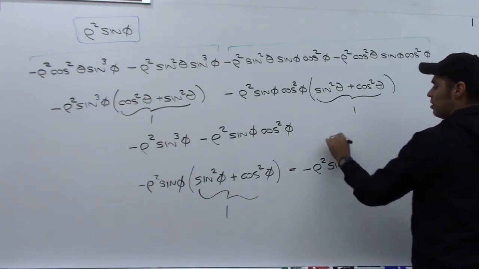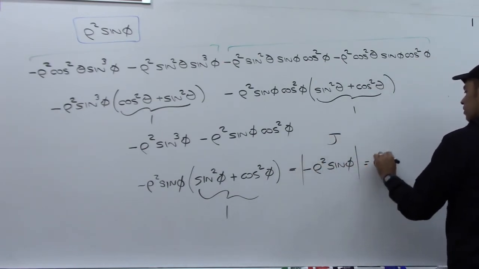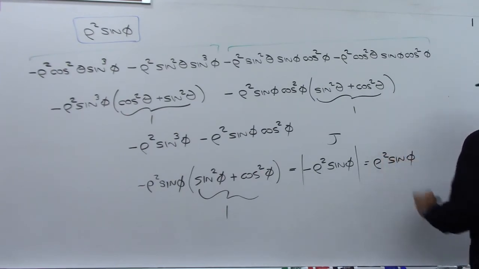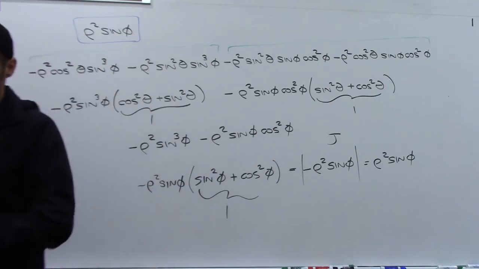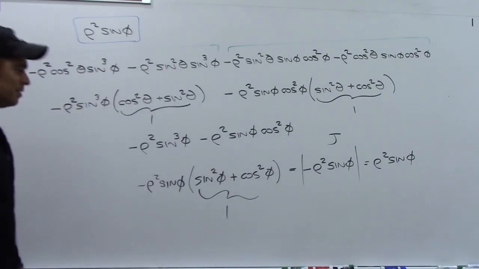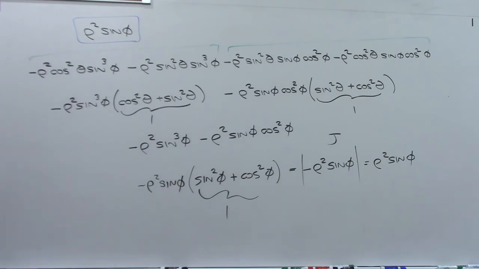And then this is the Jacobian. Then if we take the absolute value of this, we get rho squared sine phi, which is your conversion factor whenever you're doing spherical coordinates. So I hope that that was kind of cool to see. It's a nice derivation, and it shows how to use that Jacobian determinant on 3 by 3. So switching from 3 variables to 3 new variables.